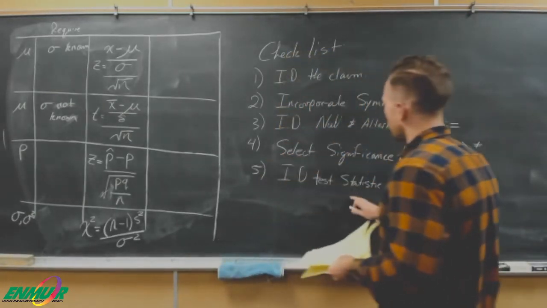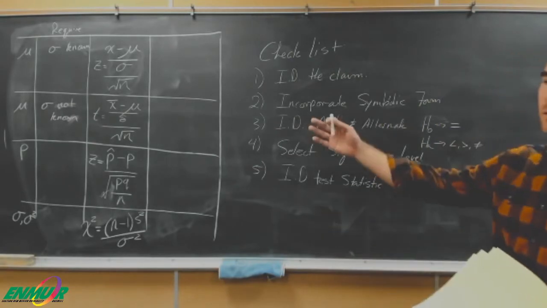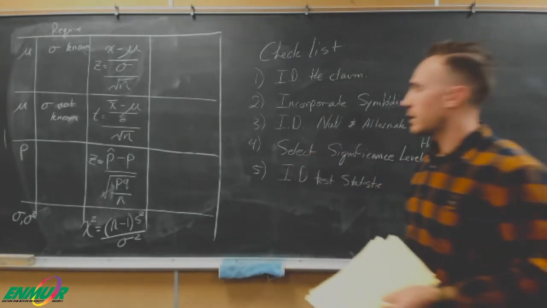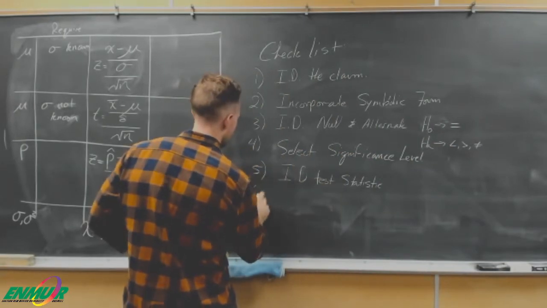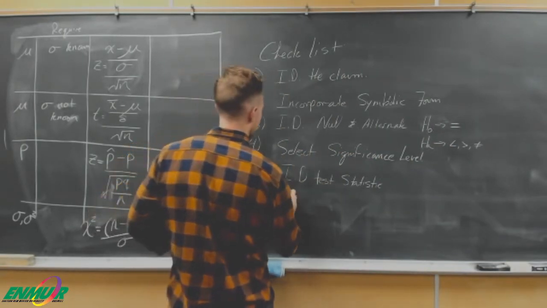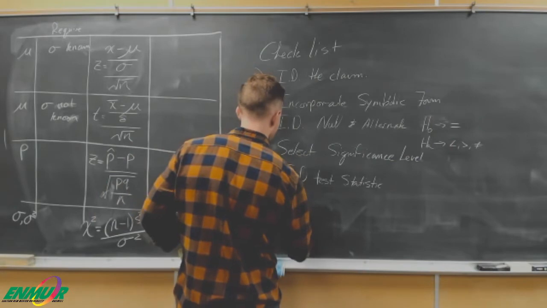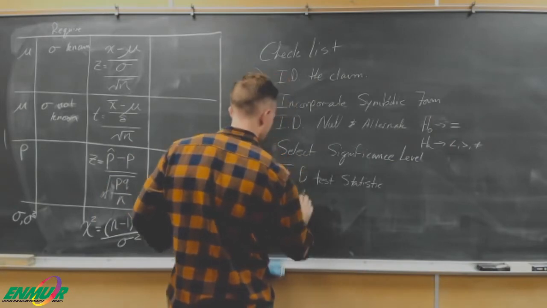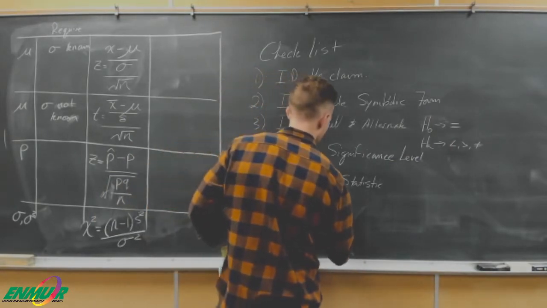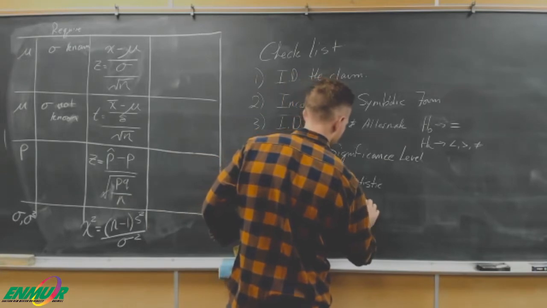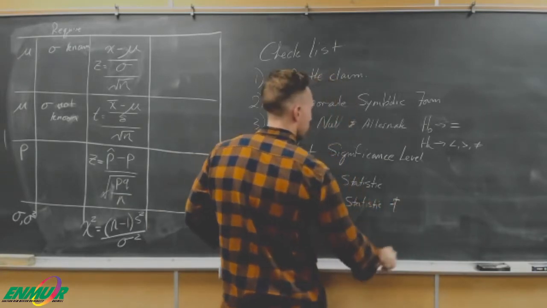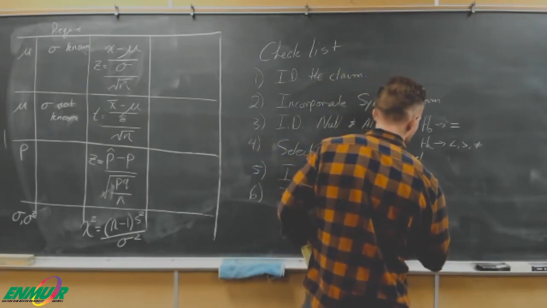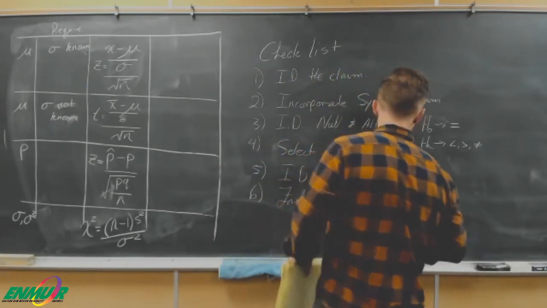Okay, so we identified the test statistic. We have identified which one that we're going to use. Step 6 is we are going to actually calculate that test statistic. So find it. And we're going to find the p-value. Now that's a little bit new.